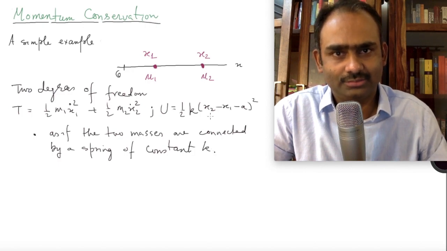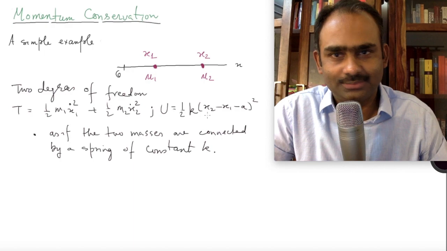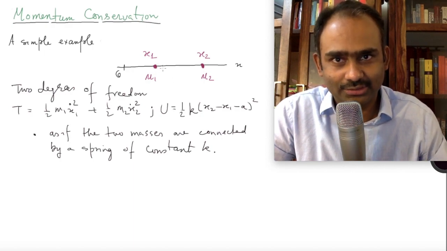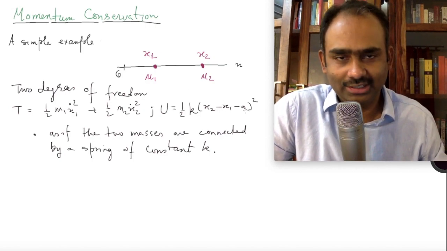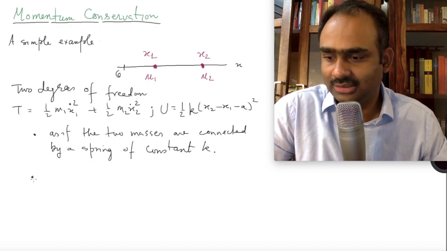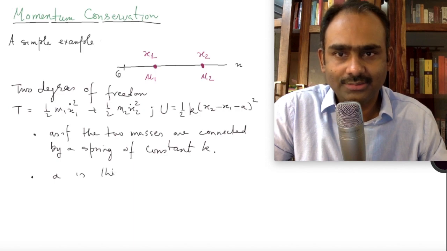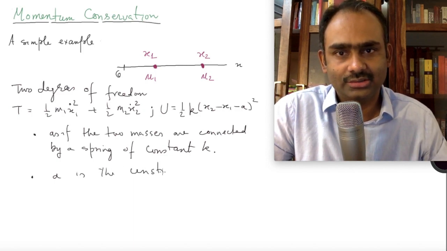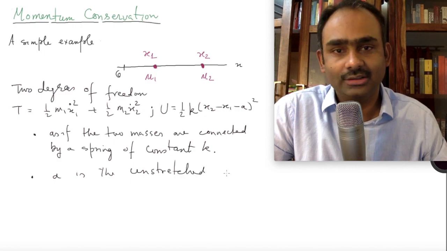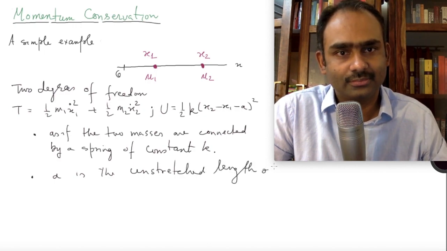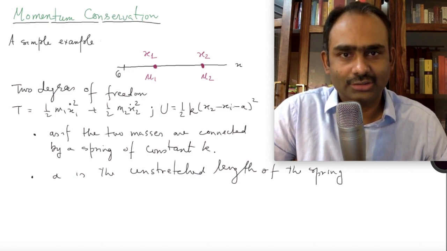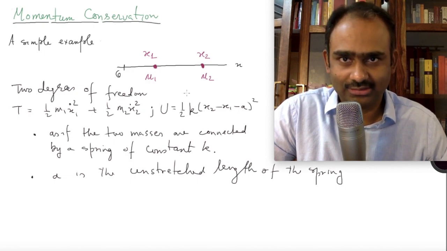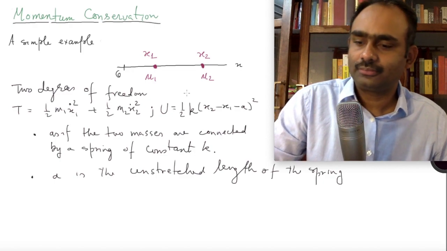I hope that's clear from here. x2 minus x1 is the separation between these two masses, right? And if you subtract A from it, let me write down what A is first. A is the unstretched length of the spring. So if x2 minus x1 is different from A, it means that it is either compressed or stretched, so there is a force.